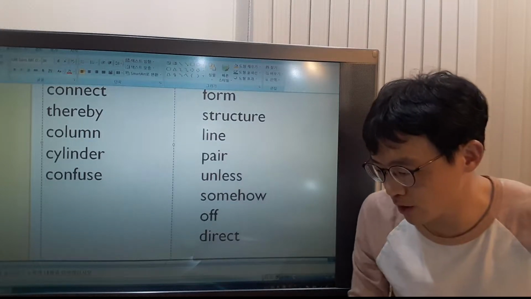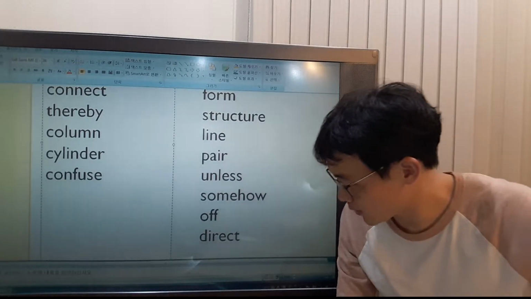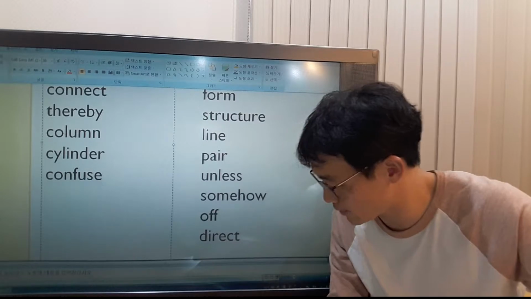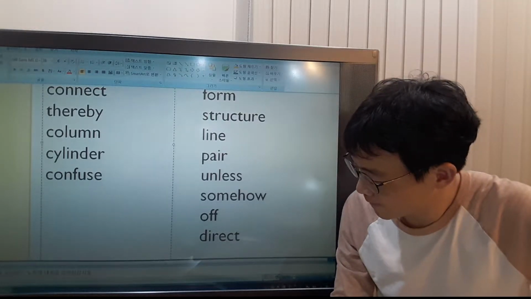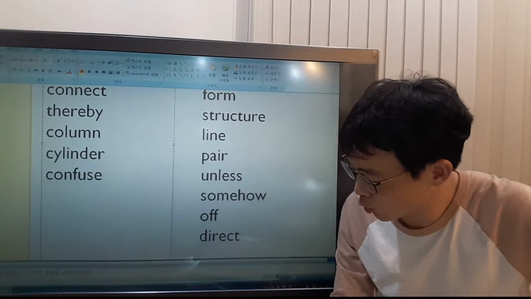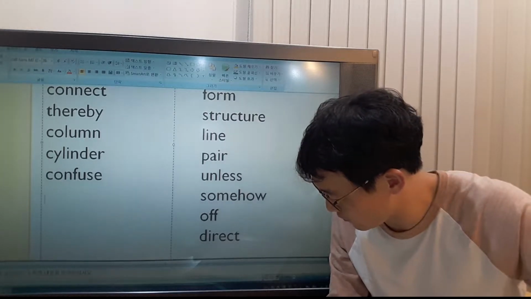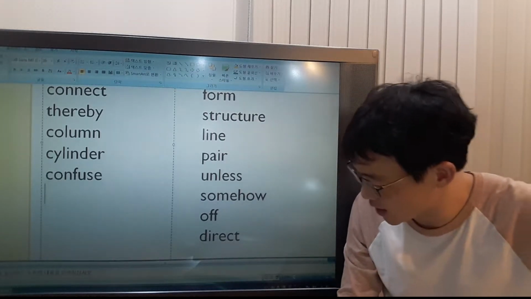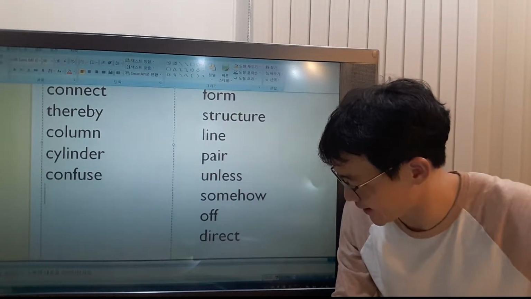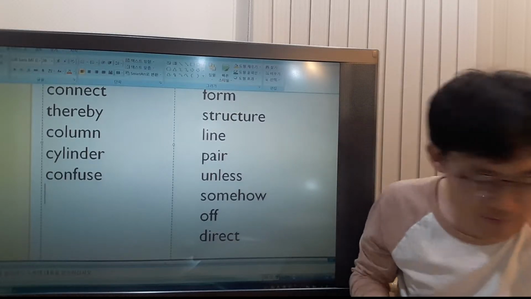You confuse something, you get mixed up. Okay? You mix up things. So you don't know which one is which. When you get confused, just think of a stalactite holding tightly to the ceiling of a cave.